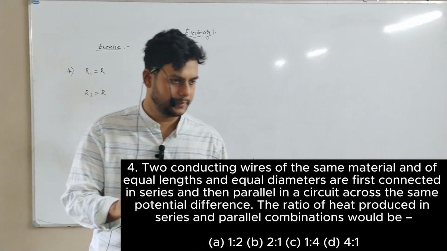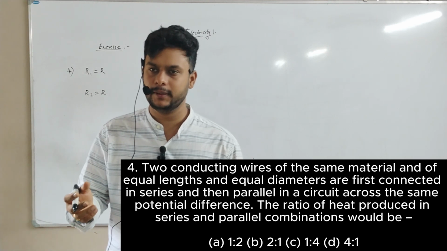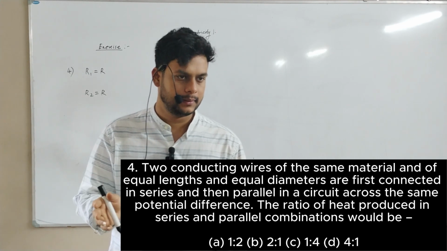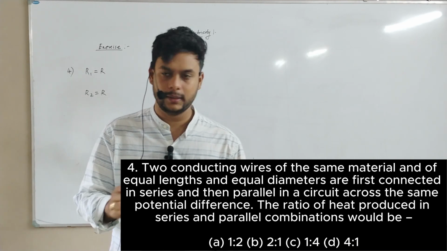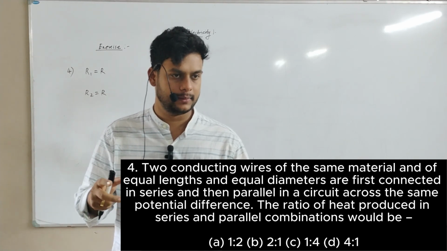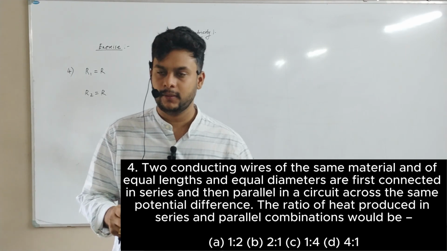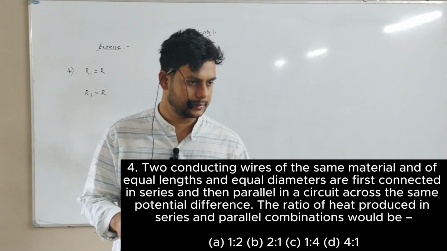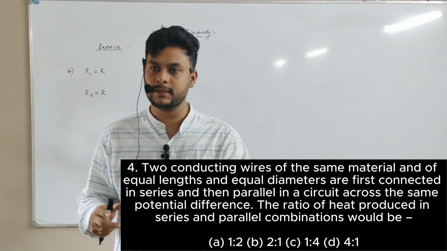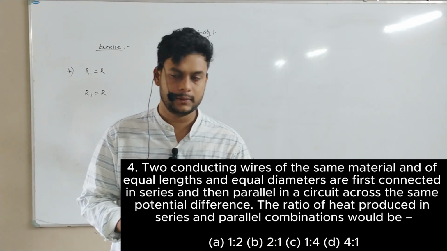Once again, a little bit from the beginning. Two conducting wires of the same material. If you think copper, both the wires are made of copper only, and both have the same length, the same resistivity, everything is the same. The only difference is that the first time I will connect it in series, the second time in parallel. What will be the ratio of the heat produced? Under series connection, how much heat is produced in the wire, and if I connect it in parallel, how much heat is getting produced? Okay, so which formula will apply?